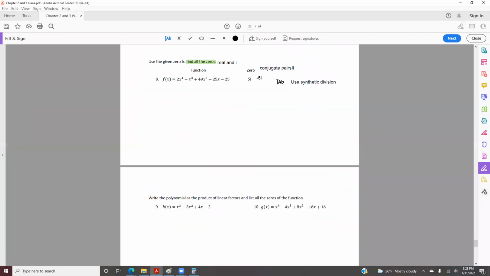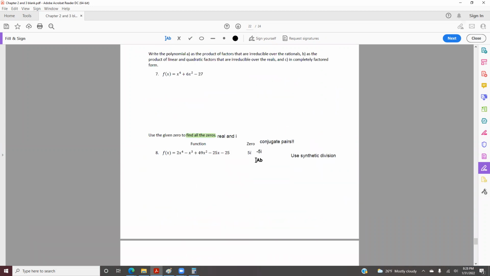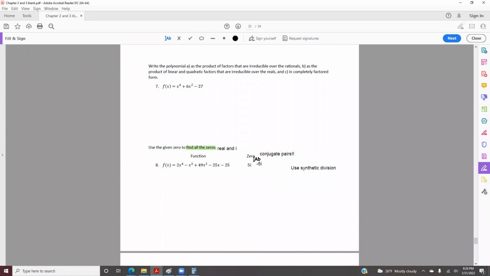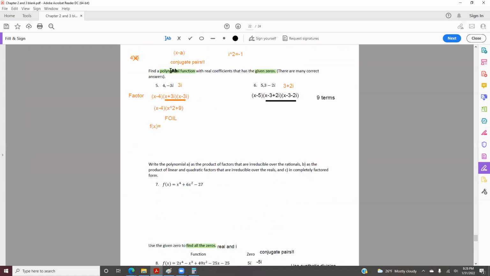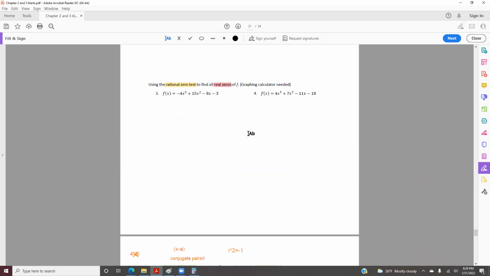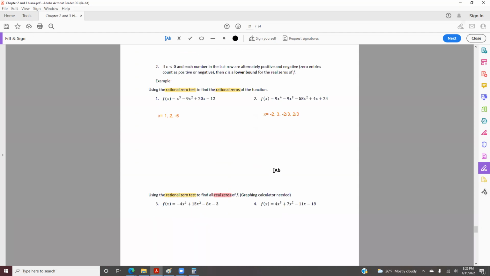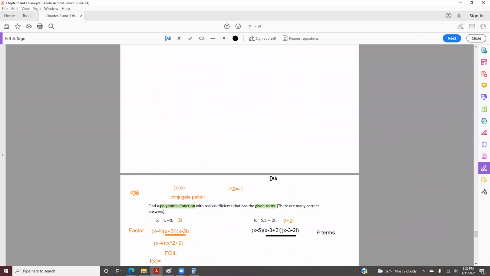Usually, if they provide you zeros, mostly everything we did here is synthetic division, right? Except for this question, when they provide you zeros and they want you to find a polynomial, then we don't do synthetic. But the rest of this, we've been doing synthetic since the beginning of the class, right?